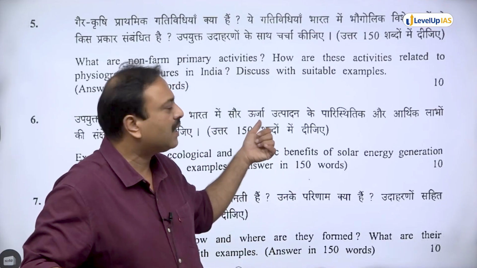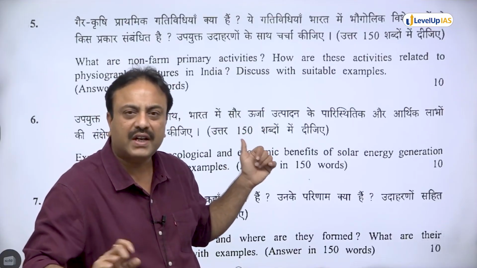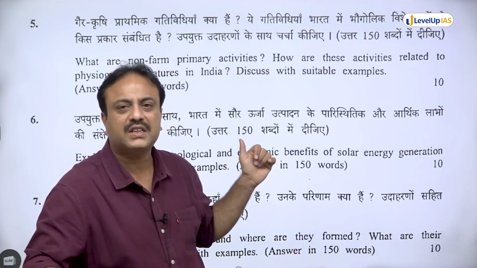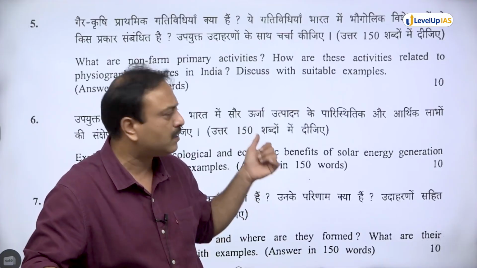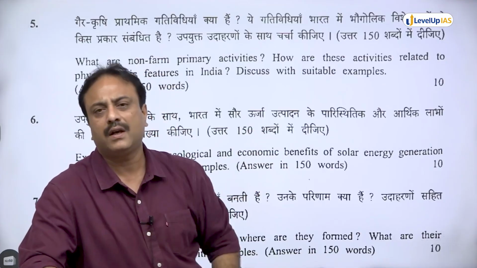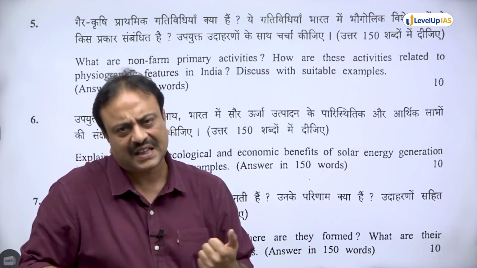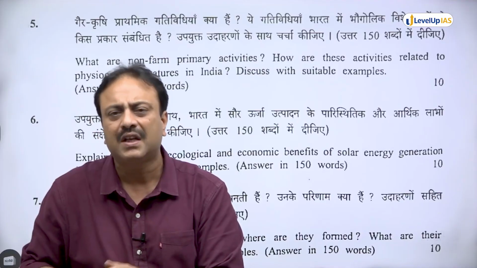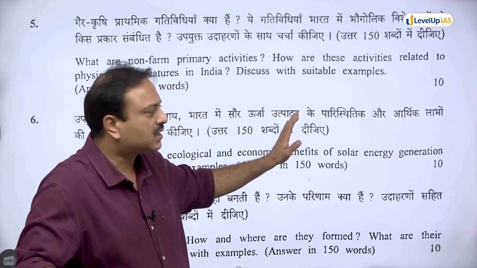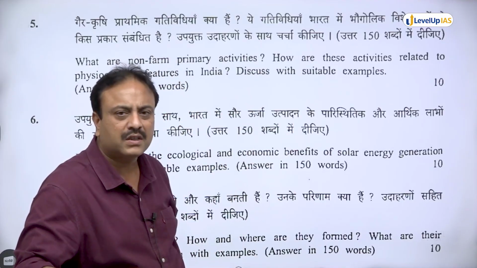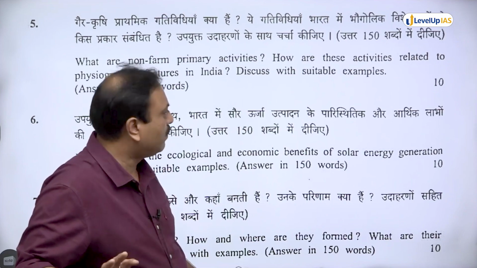So what can be the negative aspects over here? Overgrazing, cutting of forests, deforestation take place. Due to overgrazing, what is happening? Soil erosion is getting exaggerated, and soil degradation is taking place. All that can be added to conclude this answer, and then you can complete this answer very much within the word limit of 150 words.